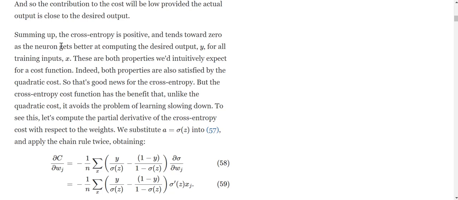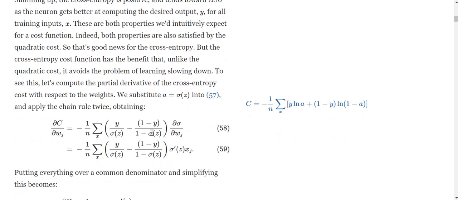So we substitute a sigmoid of z into equation 57. Again, equation 57 is this equation, and you'll substitute a sigmoid of z, and when you take the derivative with respect to a particular weight, you'll get this term. So how did they exactly get this? I won't show everything, but I'll just tell you.